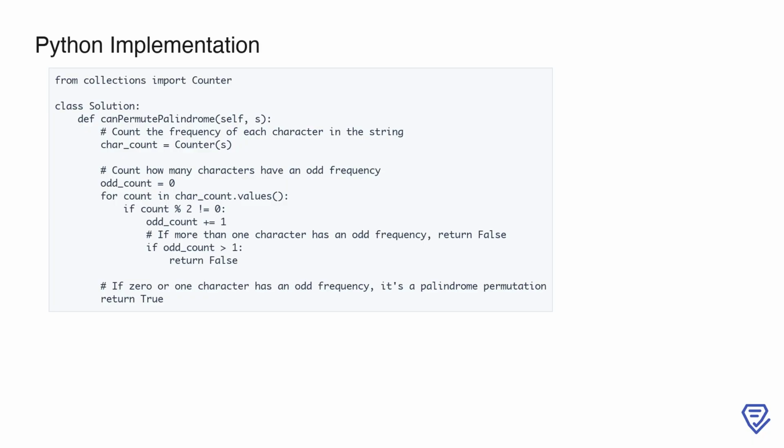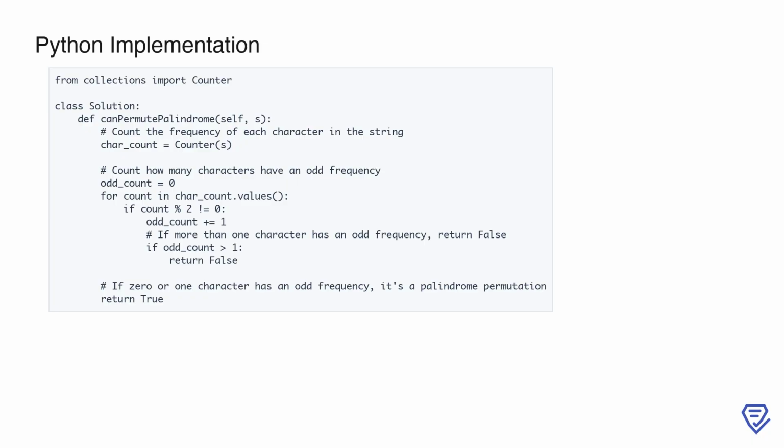3. Odd frequency check. A variable odd_count is initialized to 0. This variable will track how many characters in the string have an odd frequency. For a string to be a palindrome permutation, at most one character can have an odd frequency. 4. Iterating through frequencies. The for loop goes through the values, the frequencies, of the char_count dictionary. If a frequency is odd, checked using count % 2 not equal to 0, the odd_count is incremented.